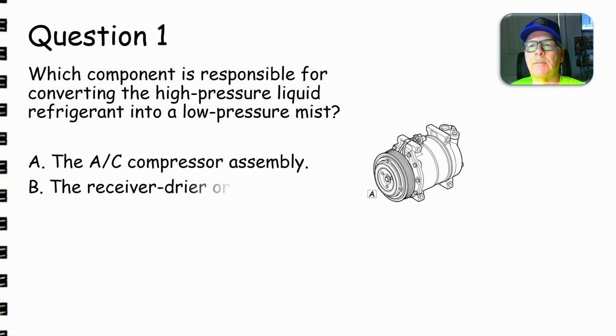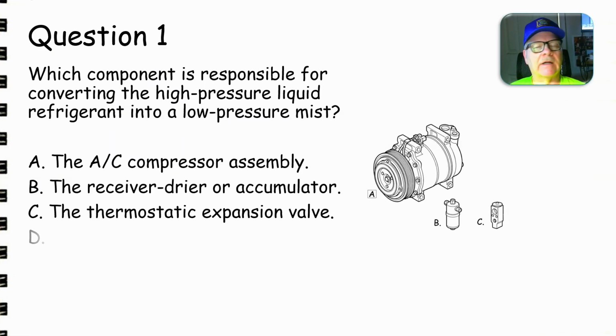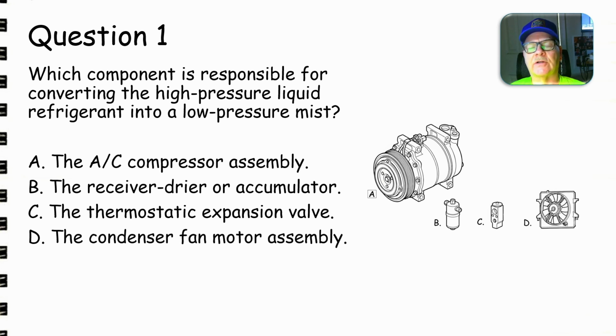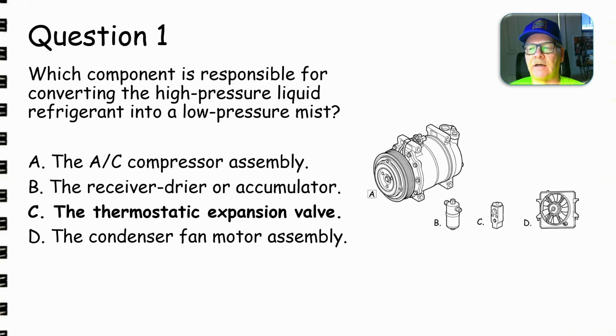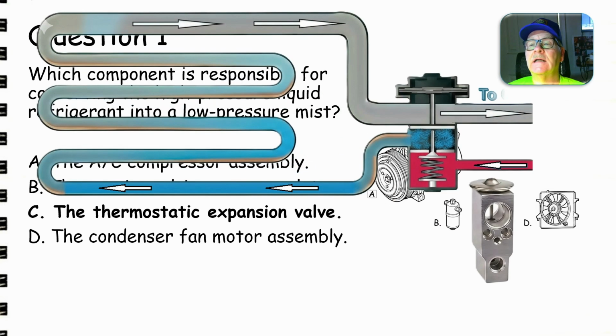Question 1, which component is responsible for converting the high pressure liquid refrigerant into a low pressure mist? The compressor, the receiver dryer or accumulator, the thermostatic expansion valve, the condenser fan motor assembly. Which of those? It's going to be obviously the thermostatic expansion valve, and that's not unlike a fixed orifice. This is basically a variable orifice, and so this is what you're looking at here coming from the condenser.